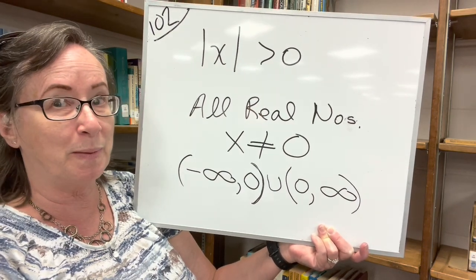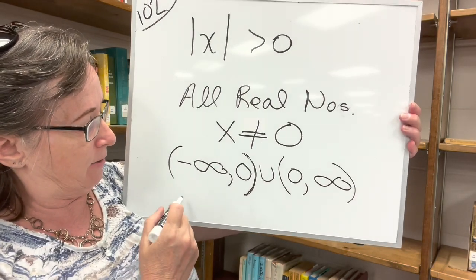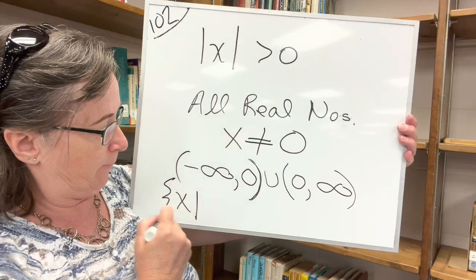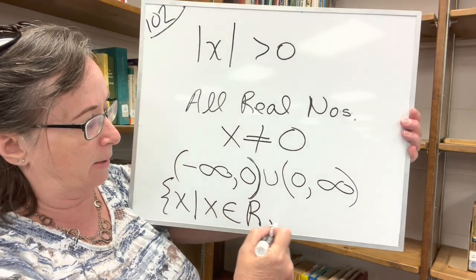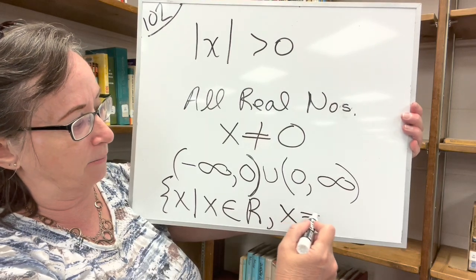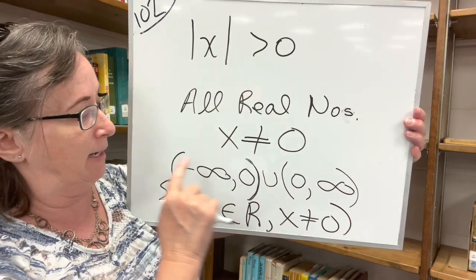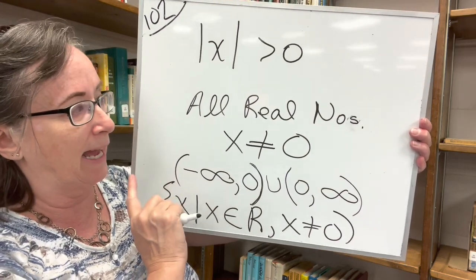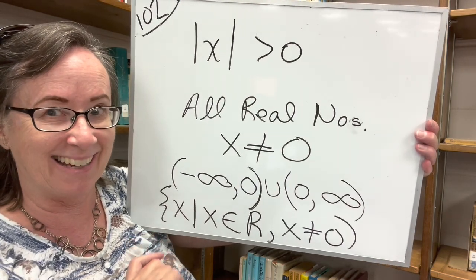Another way would be in set notation. The first one was called interval notation. In set notation, we would say x such that x is an element of the real numbers, comma, x does not equal 0. That would be the right way to say it with set notation. These are just two things that you're going to be learning, and so I'm just introducing them to you. You don't have a test on that yet.